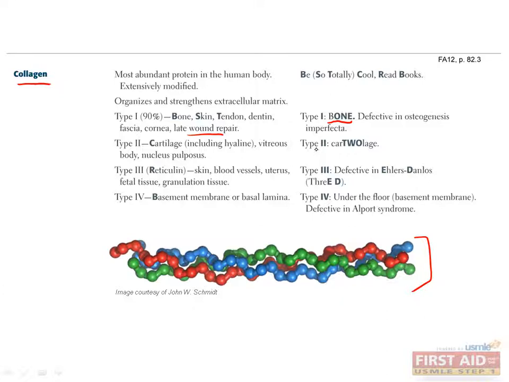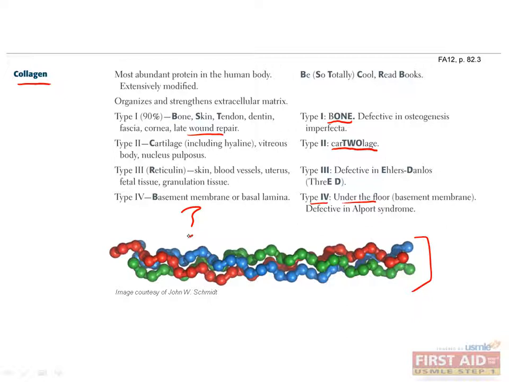Similarly, type 2 is mostly important for its role in cartilage, which you can remember using the mnemonic cartilage. Type 3 collagen is also known as reticulin and is found in the skin, blood vessels, the uterus, fetal tissue, and granulation tissue. Lastly, type 4 collagen is found in the basement membranes or the basal lamina, which you can remember using the mnemonic type 4 under the floor.